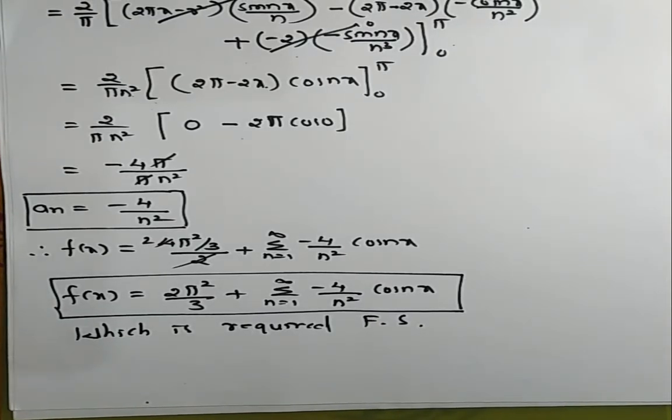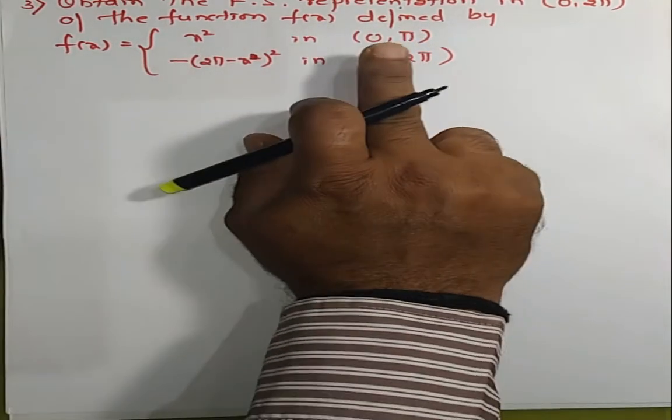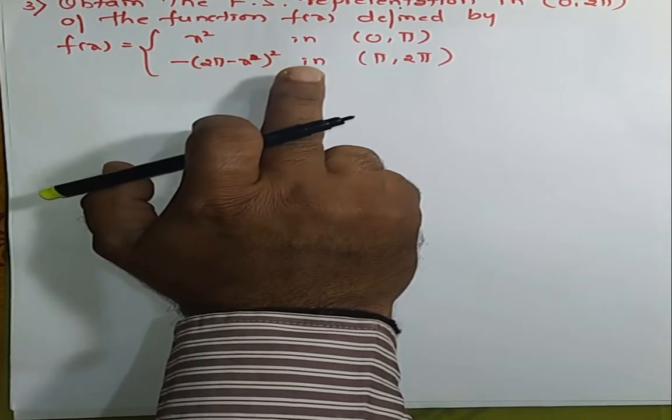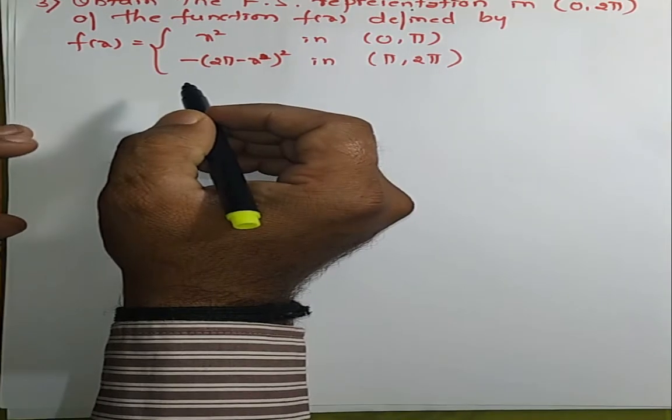Okay, so further, now let us start with the third example. The example I have written here: obtain the Fourier series representation in 0 to 2 pi of the function f of x, defined by f of x is equal to x square in 0 to pi, and minus 2 pi minus x whole square in pi to 2 pi. This is an example I have taken with a double function.